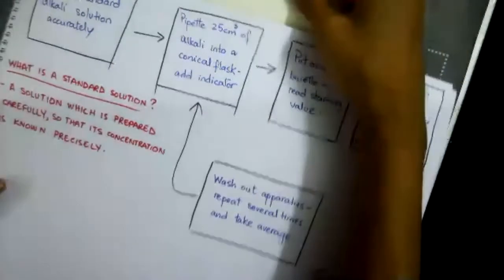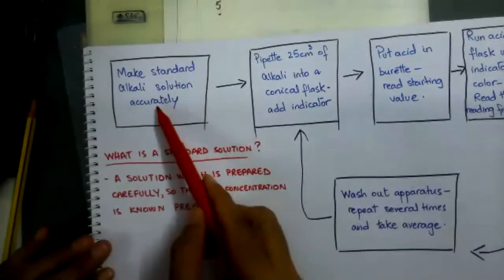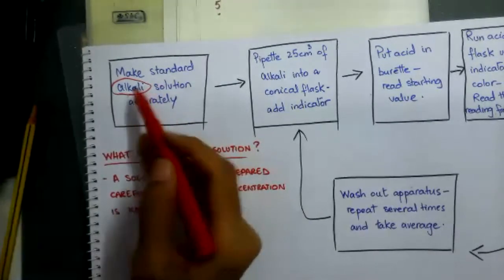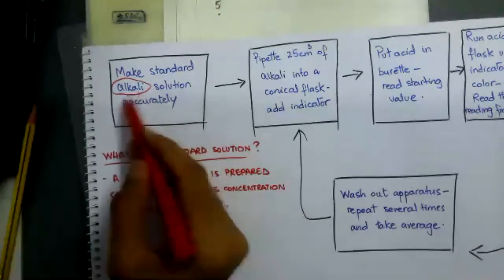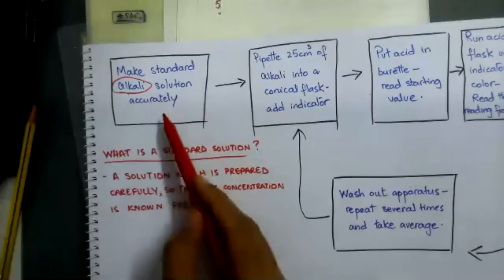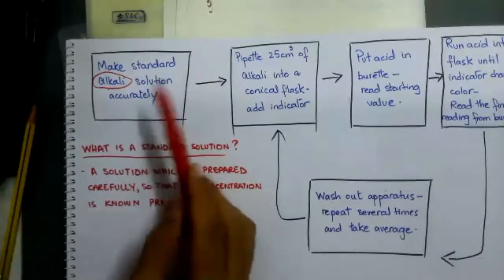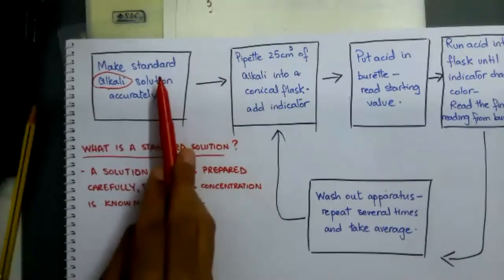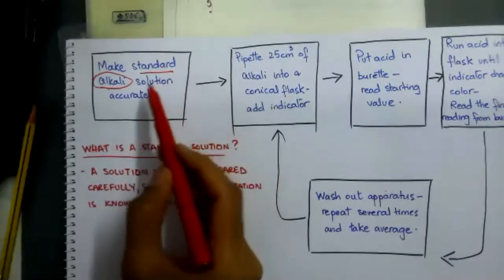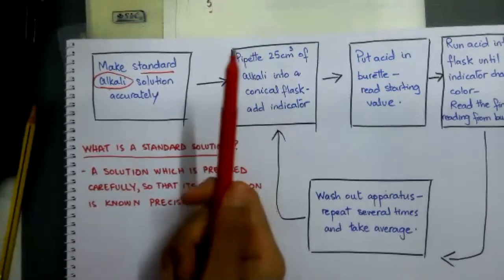It begins with making a standard alkali solution accurately. Now this can be any solution, they have just used one; it can even be an acid. This will be your standard solution, and so this will go in the burette. Remember, the standard solution will go in the burette, because the concentration is known and the volume you will find out. Standard solution always goes in the burette. You can remember it like that.